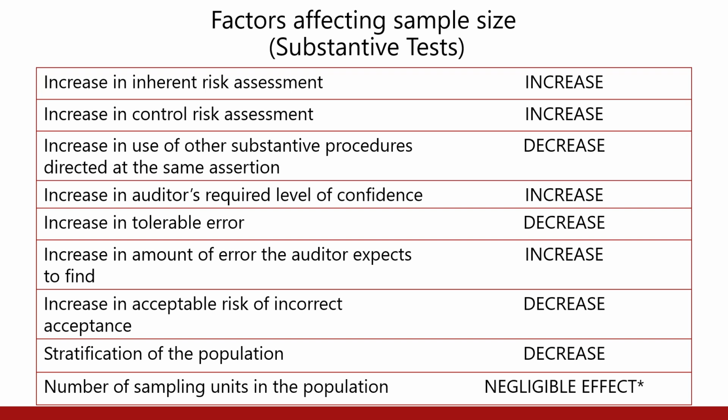Now, do you remember stratification of the population? When we stratify the population, we reduce the variability. If you have ever computed for a standard deviation in your sample size computation, perhaps, or in your research classes before, the bigger the standard deviation is, meaning to say, the more variable the population is. So if you want to reduce the variability, you stratify the population. You group them into homogeneous categories. And this will have an effect of decreasing your sample size because you have already reduced the variability. Okay, so these are the factors affecting sample size for substantive testing.